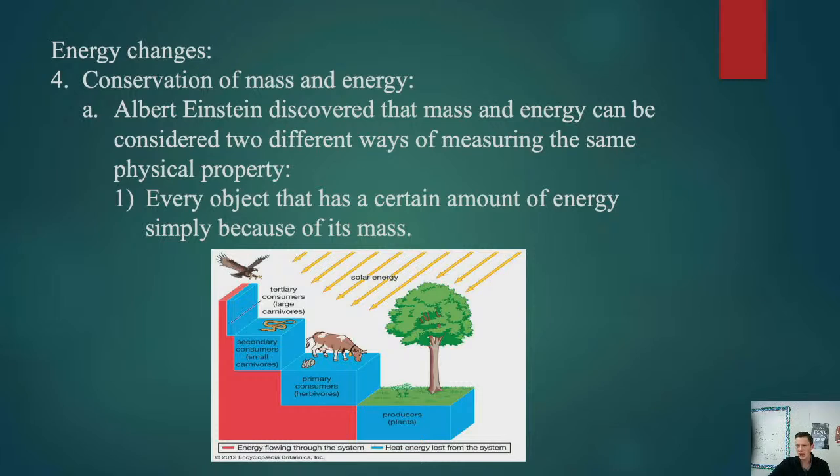Okay, next we see Albert Einstein discovered the conservation of mass and energy. Albert Einstein discovered that mass and energy can be considered two different ways of measuring the same physical property.